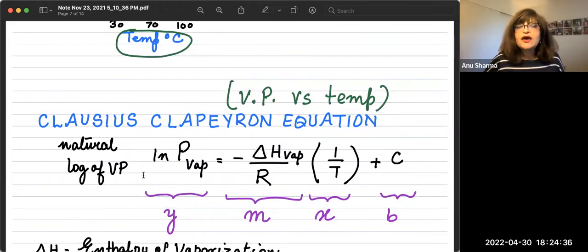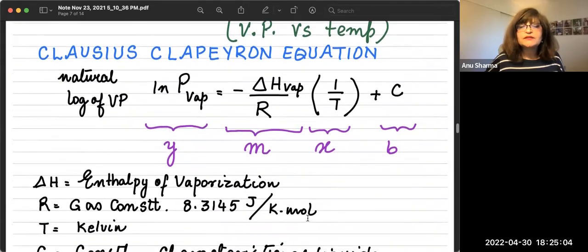What is y? y is the natural log of vapor pressure, which is equal to negative delta H, the heat of vaporization, over R. This is the slope, which is m, times the value of x, which is the inverse of the temperature, 1 over T, plus C. C stands for the y-intercept, which is b. So here is y equals mx plus b.